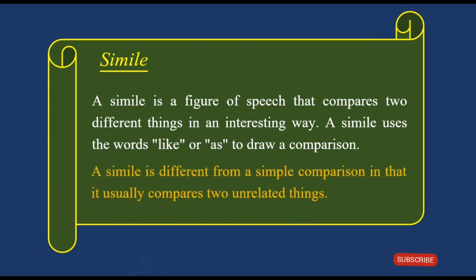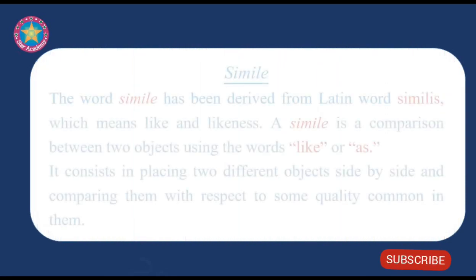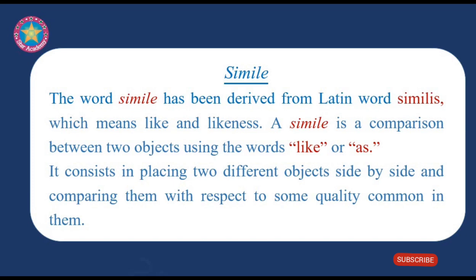A simile is different from a simple comparison in that it usually compares two unrelated things. Similes find or perhaps create similarities in typically different things. In fact, there may be no real similarity between the things compared. The word simile has been derived from the Latin word similes, which means like and likeness. A simile is a comparison between two objects using the words like or as.